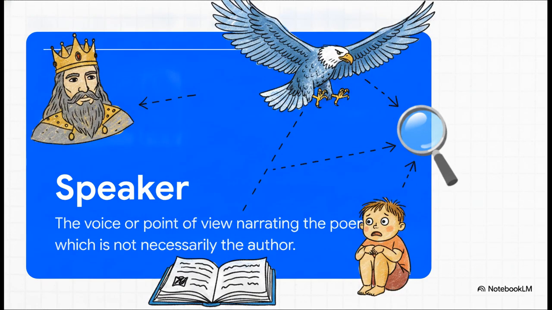Now, you always have to ask yourself, who is actually doing the talking? That is the speaker. Recognizing their specific point of view completely shapes the context of the message. And here is a huge tip. Never, ever assume the speaker is the author sitting at the writing desk. The author might be a 40-year-old woman, right? But the speaker of the poem could be an ancient king, a soaring eagle, or a frightened child.